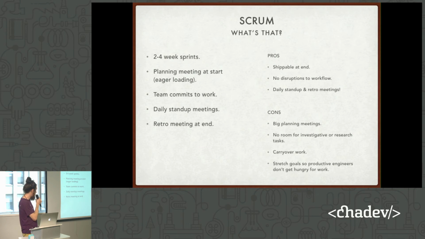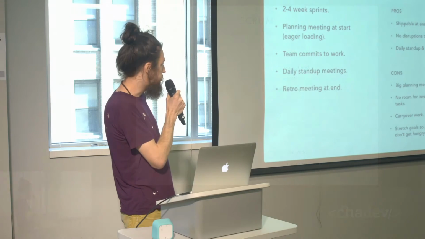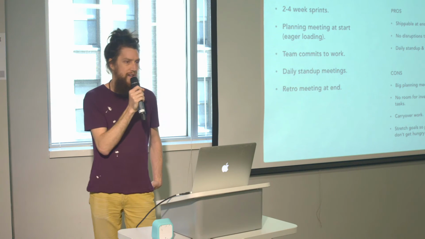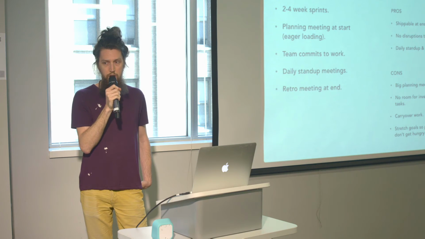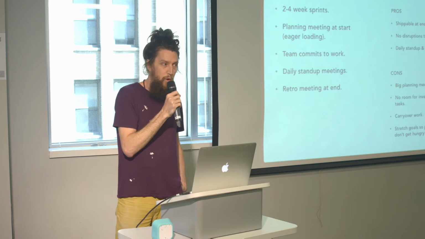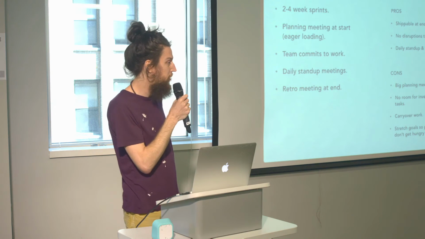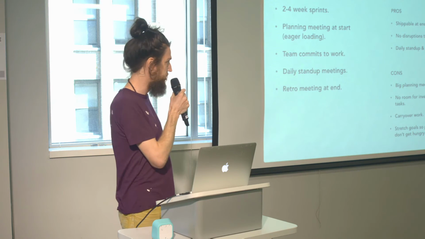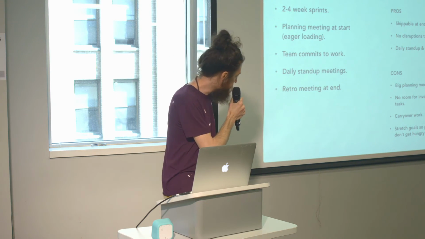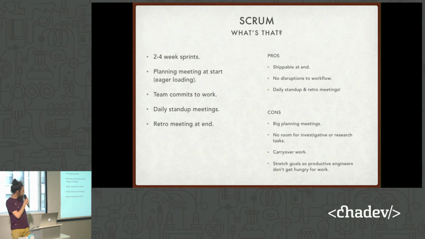Some of the cons that I particularly have with Scrum are planning meetings can be big. If your sprints are a month long, then you are meeting as a team and trying to figure out what you're going to do that entire month. Bleh. There's no room for investigative or research tasks. Oftentimes, let's say you have a bug that you want to plan. Is it a one-line fix, or is it an SDK change that is more involved? Don't really know, and you're supposed to estimate on your lack of knowledge. Good luck. These last two, carryover and stretch goals, to me are a sign that this process is broken.